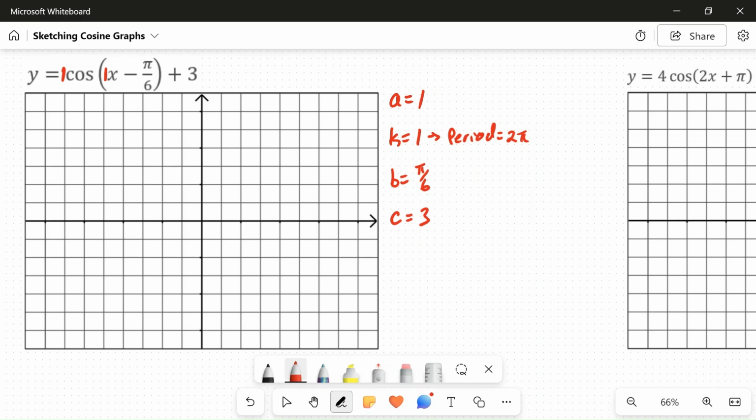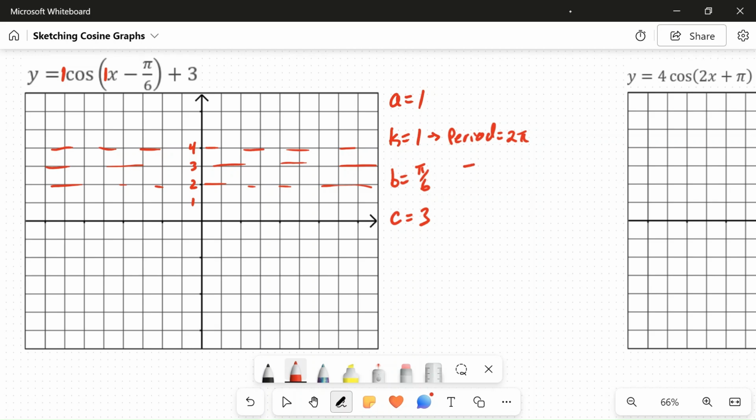We're going to have 3 units up, so 1, 2, 3 is our midline. And then it's 1 unit tall, so it's going to be a really short, narrow graph. So 1 unit up and 1 unit down. So the top of the graph is at 4, the bottom is at 2. I am shifted pi over 6, and I have a period of 2 pi.